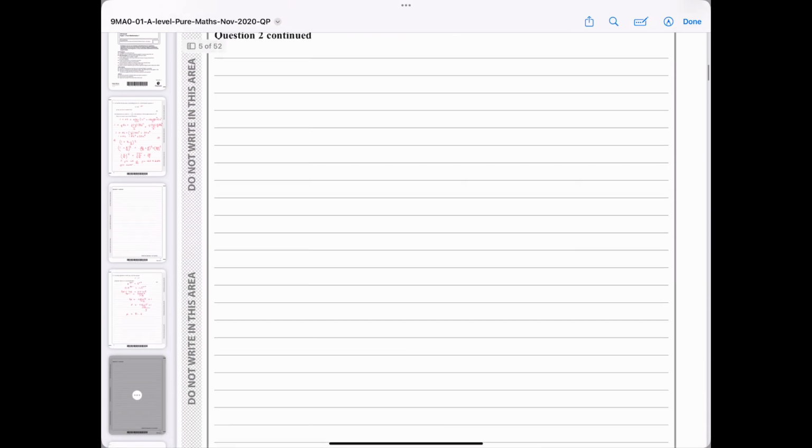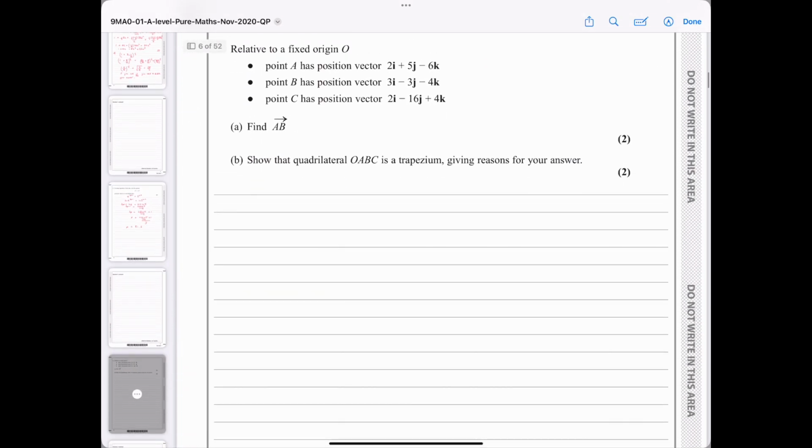And I think I might be able to fit in one more. Okay, relative to a fixed position O, this is O, point A has a position vector 2i, 5j, 6k, so somewhere over there, say. Point B has one that's 3i, minus 3j, minus 4k, so let's just say B's there. And point C has a position 2i minus 16j plus 4k, so it could be there-ish, I suppose, depending on what it looks like.